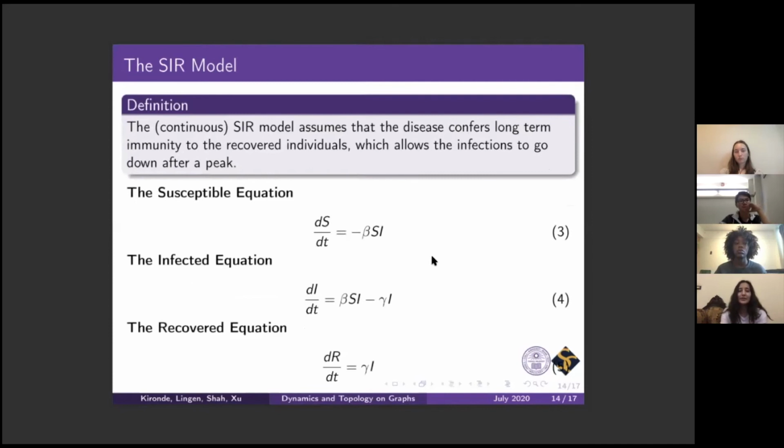The continuous SIR model assumes that the disease does confer long-term immunity to the recovered individual. And as the name suggests, there are three subgroups here, the susceptible, the infected, and the recovered. Again, we have three equations relating to each of these groups. The beta, again, refers to the infectivity of the infectious agent, and the gamma here refers to the recovery rate, which is usually taken to be the reciprocal of the average duration of the disease.